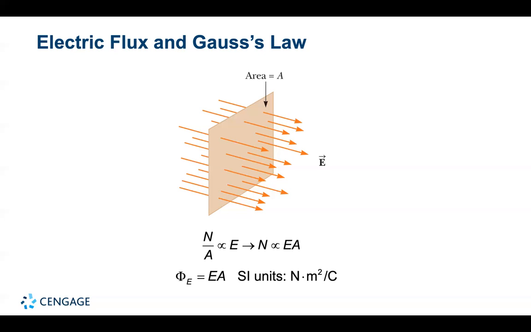So the electric flux is proportional to the number of field lines that pass through some area A oriented perpendicular to the field. We call it flux by analogy with the term flux in fluid flow, which is the volume of a liquid flowing through a perpendicular area per second.